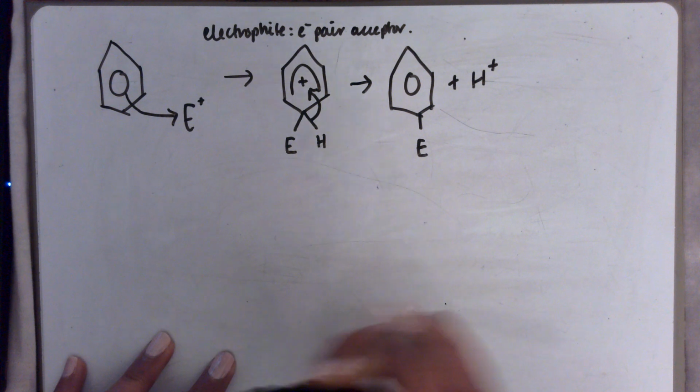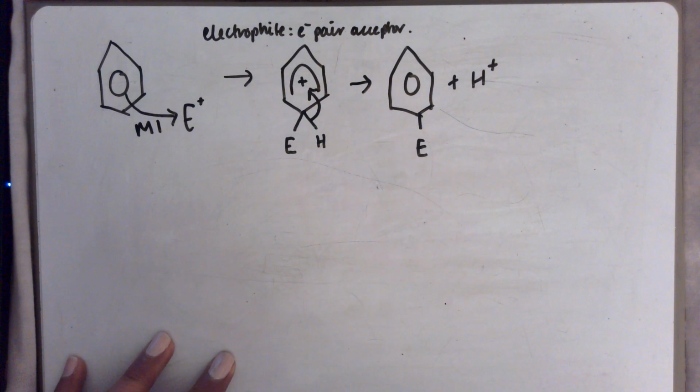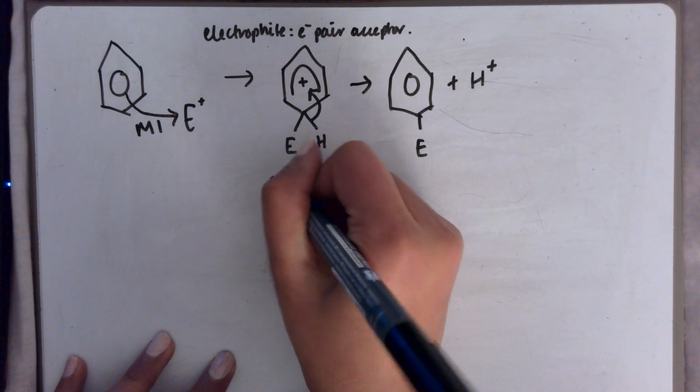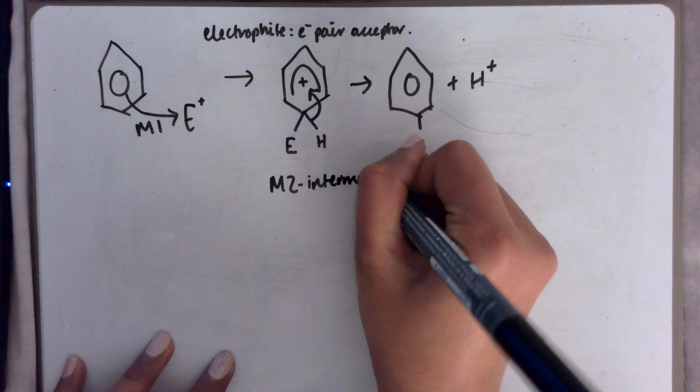This mechanism is worth 3 marks. The first mark is to show the attack from the delocalized ring towards the electrophile, and the second mark is for the intermediate. A couple of things to be mindful of for the intermediate.